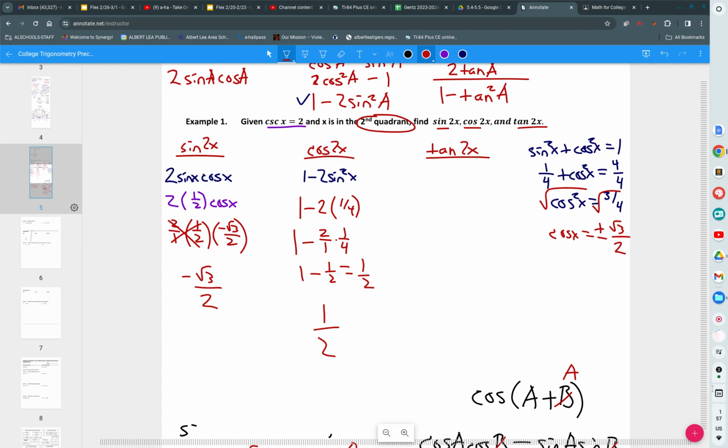In order to come up with tangent of 2x, take sine of 2x divided by cosine of 2x.